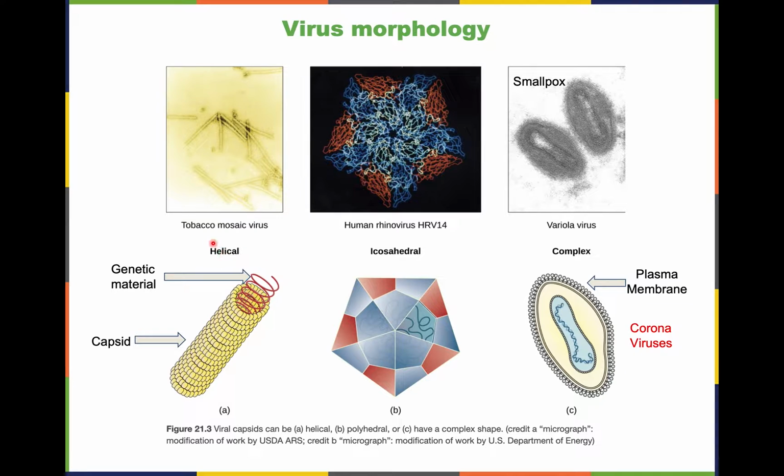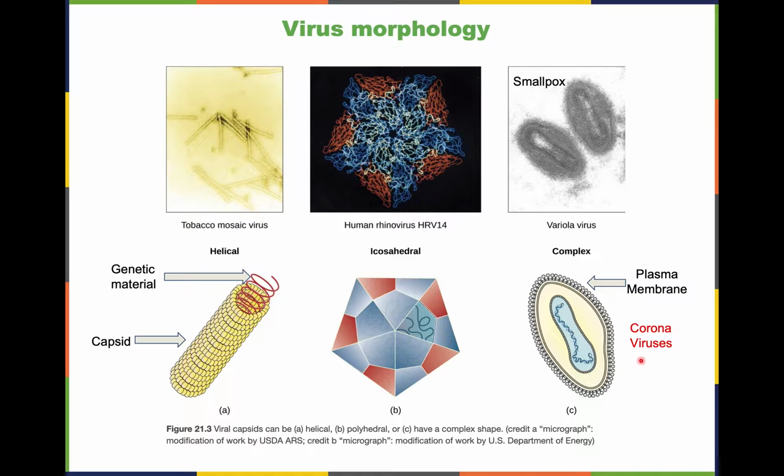An example of a helical one is tobacco mosaic virus, a virus that infects plants. The genetic material is inside what's called a capsid, which is a complex protein structure. The same goes for icosahedral ones. Human rhinovirus has an icosahedral structure, so the outside is protein and inside is the genetic material. And then the virus that causes smallpox is a complex one.